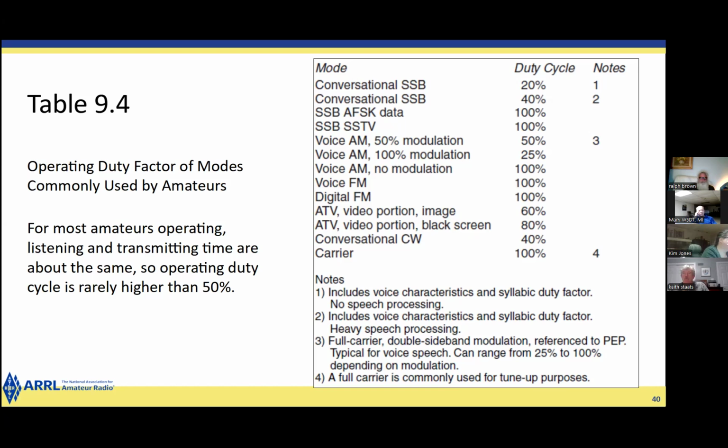I probably do maybe 2% of my operating in single sideband. Everything else is CW, 98% CW. But for most operators, listening and transmitting times are about the same, so operating duty cycle is rarely higher than 50%. We listen a lot, or we should be.